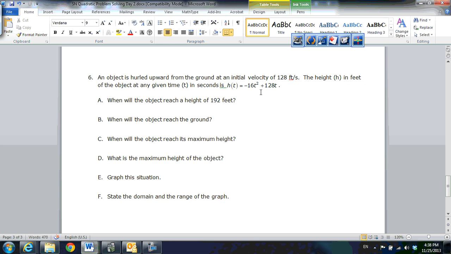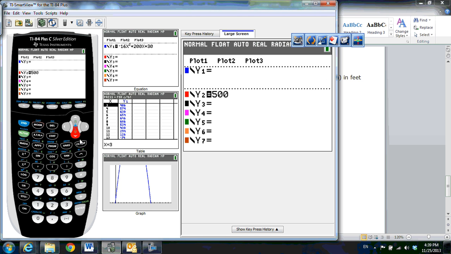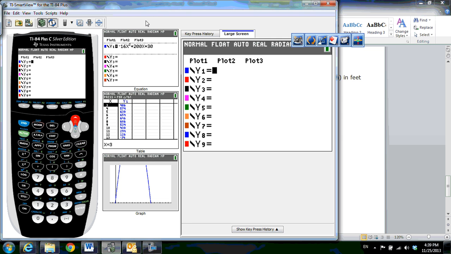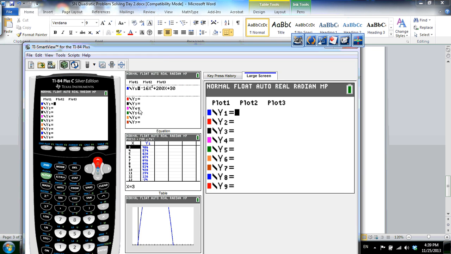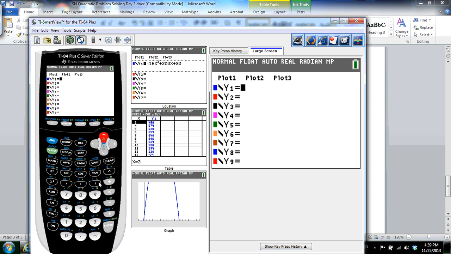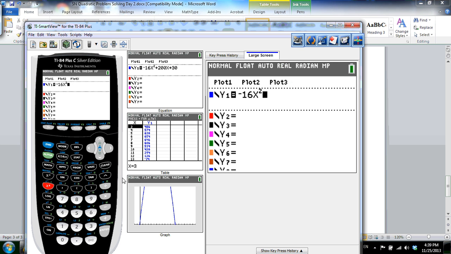So go ahead and put that into your y1. The hardest thing is coming up with the window. If you want to keep my window the same for all of them, that's probably safe. Just not sure, the y max is 800, so it's kind of big. So we got negative 16. Be sure you do it squared here. And then plus 128.